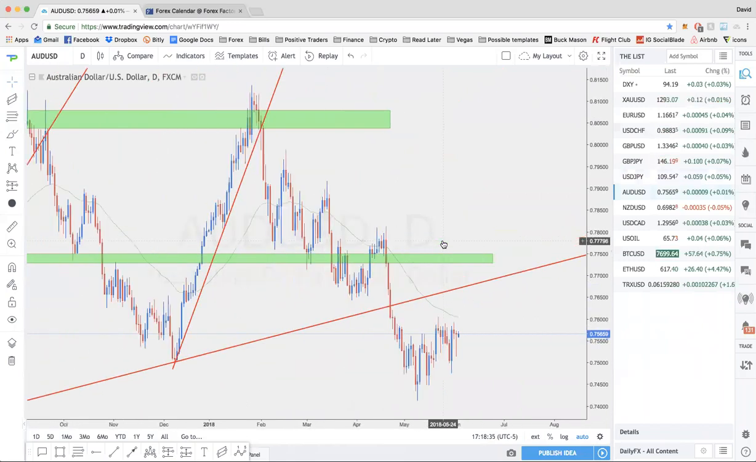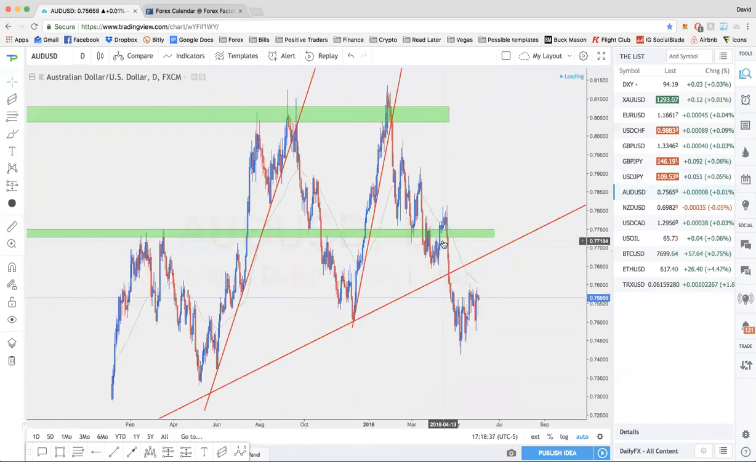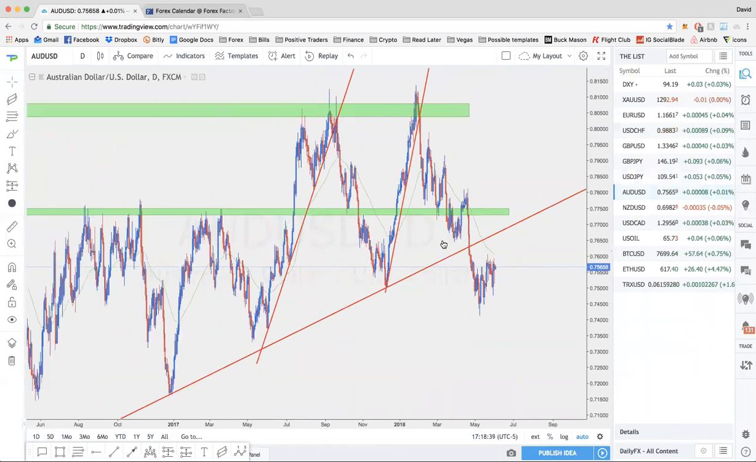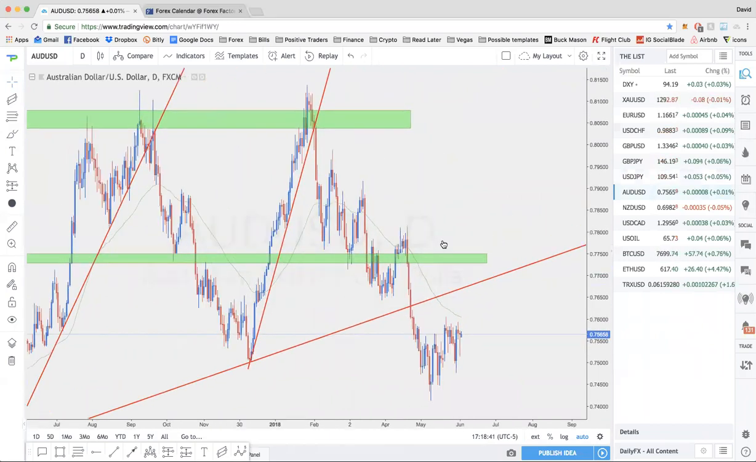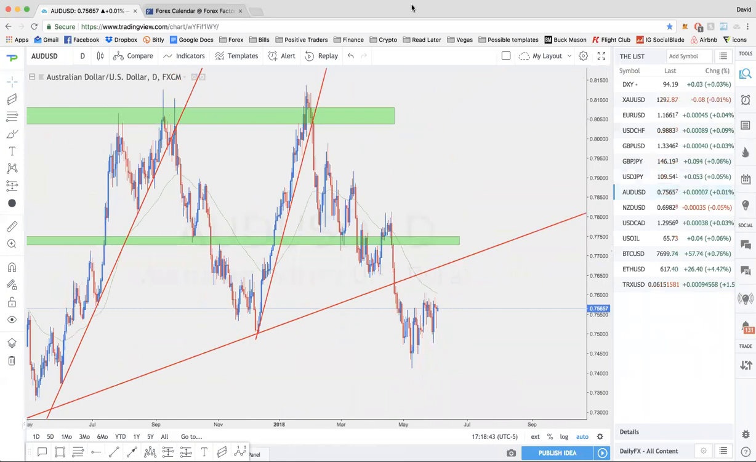So this is a more interesting setup. So I want you guys to keep your eyes on AUD USD. Now, I could be wrong here. I see a lot of people on social media right now posting all sorts of buy setups. I see some people posting sell setups as well, but I see a lot more buy setups than I see sell setups.